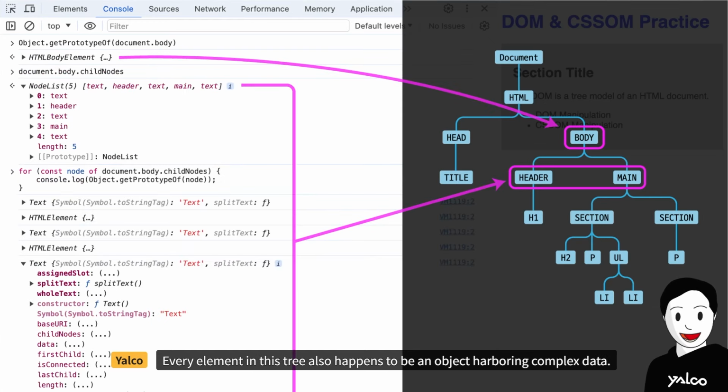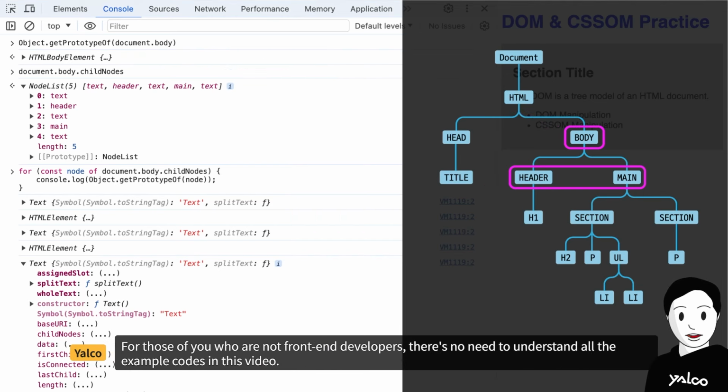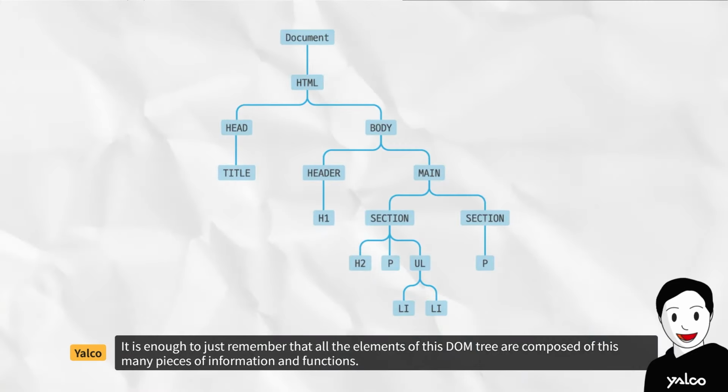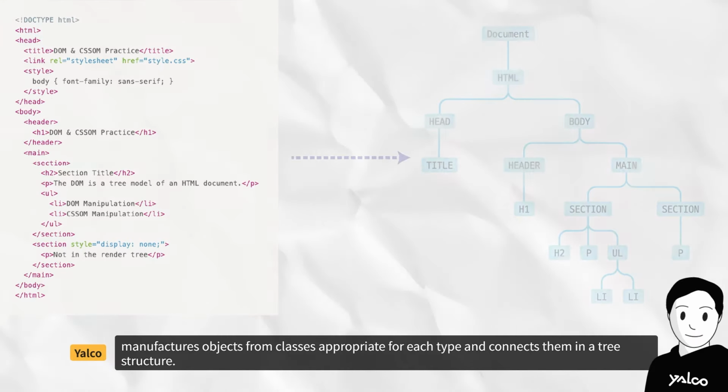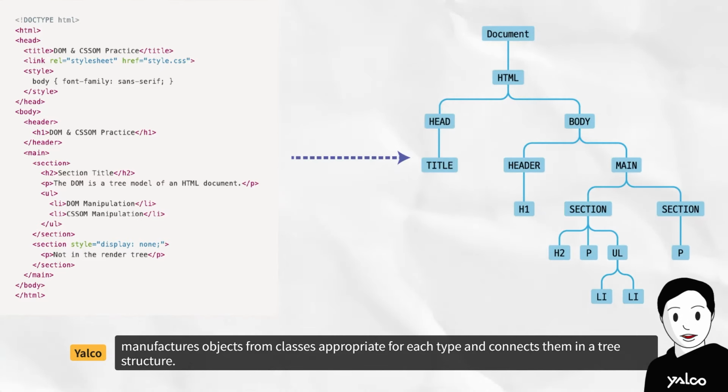Every element in this tree also happens to be an object harboring complex data. For those of you who are not front-end developers, there's no need to understand all the example codes in this video. It is enough to just remember that all the elements of this DOM tree are composed of this many pieces of information and functions. In other words, a factory called browser creates this entity known as DOM. It takes every single element prescribed in the HTML document blueprint, manufactures objects from classes appropriate for each type, and connects them in a tree structure.